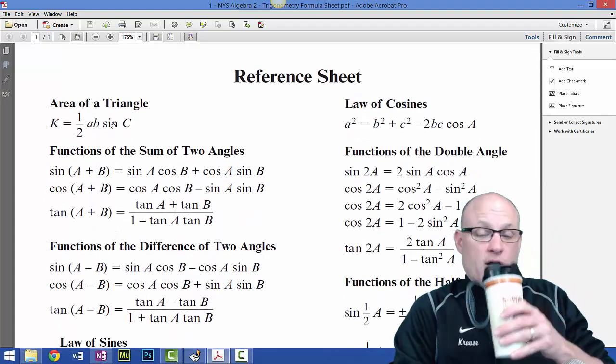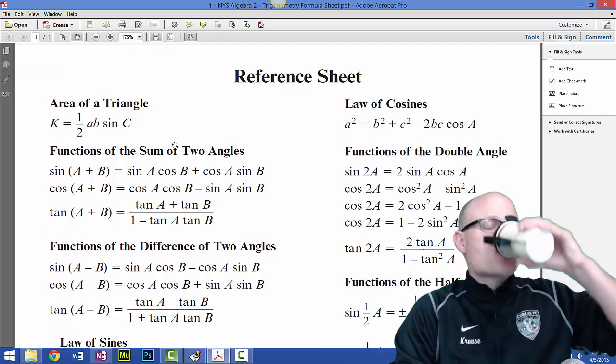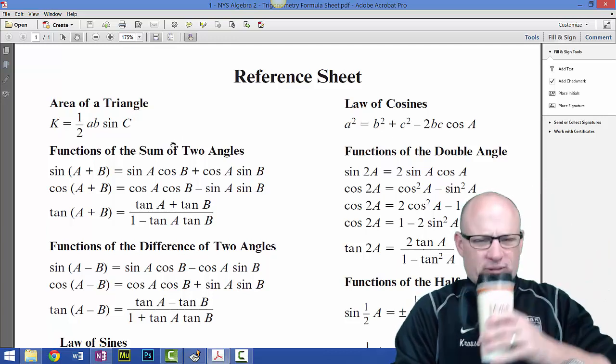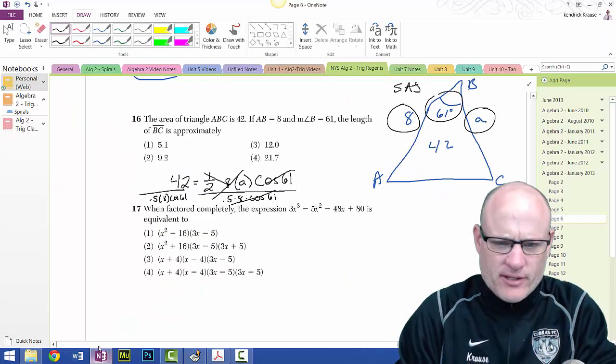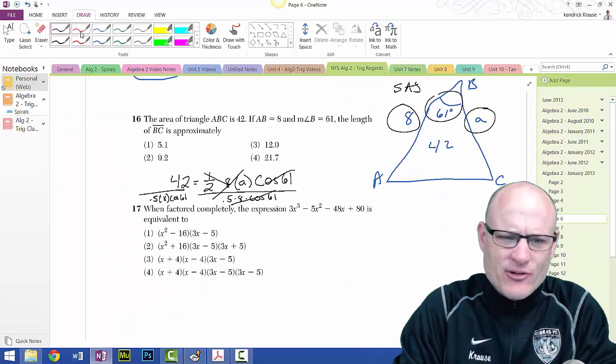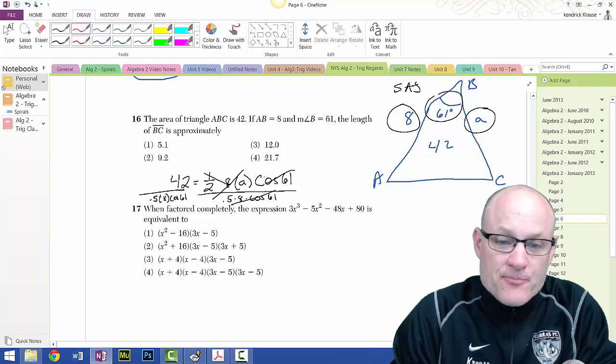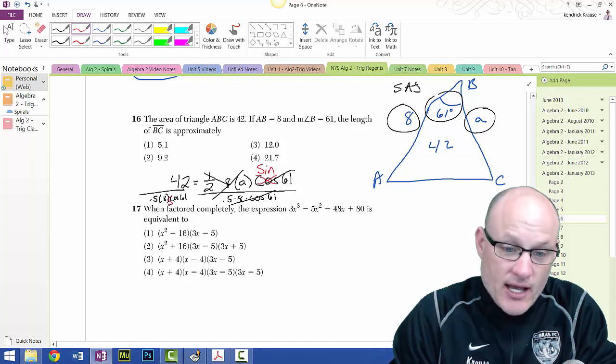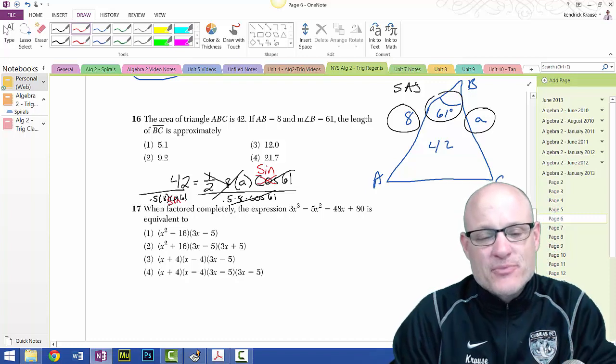You don't drink enough coffee before you try to do a little bit of math. By the way, you guys are way too young to be drinking coffee. I'm just saying. So this actually should be sine of 61. Brain cramp. Sine of 61. I fixed it. All right, moving on.